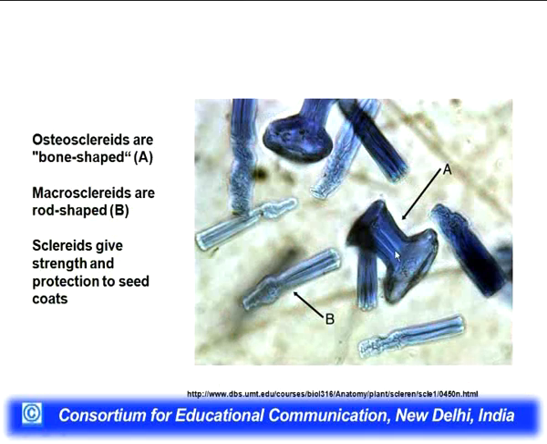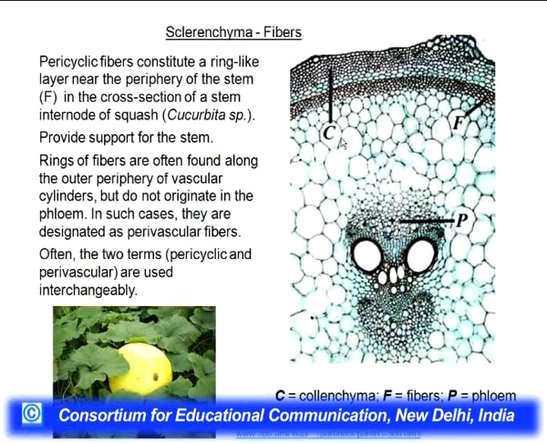There are other cells, sclereids, which are divided based on their shape. Some of them are called bone shaped cells or osteosclereids, or there are rod shaped ones called macrosclereids, and these are the ones which are present in other hard surfaces, like in the seed coat. Many of the seed coats are very hard, and those kinds of sclereids provide the strength in those seed coats.